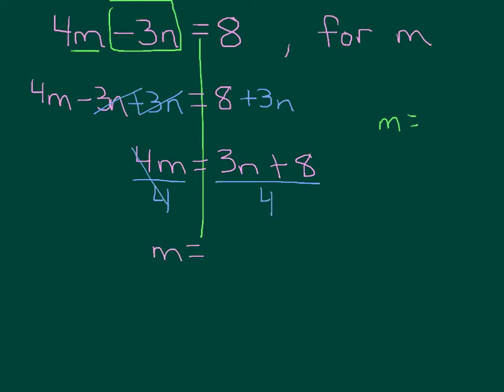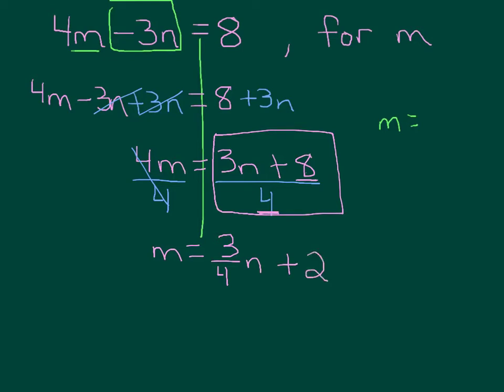So m equals, in some cases you can leave your final answer exactly like this. However, you want to look to see if either of the numbers in your numerator are divisible by the number in your denominator. So we have 3 and 4 and then 8 and 4. Well, I know you can do 8 divided by 4. So I'm actually going to divide that and divide these separately. So 3 divided by 4 I'm going to leave as the fraction 3/4 n plus 8 divided by 4 is 2. So here is my new equation solved for my variable m.